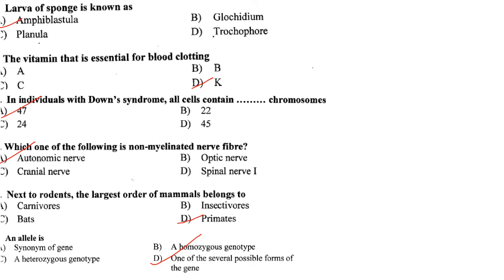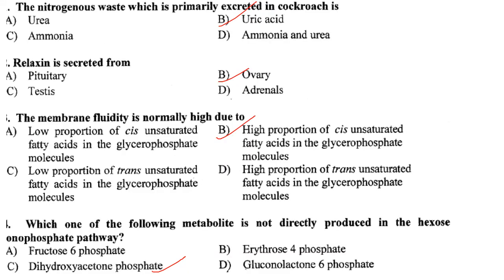Then which one of the following is a non-myelinated nerve fiber? So it is the autonomic nerve that is non-myelinated. Answer is option A. Next to rodents, the largest order of mammals belongs to. So it belongs to the primates. And allele is. So allele is one of the several possible forms of a gene. Answer is option D. Then nitrogenous waste which is primarily excreted in cockroaches. So cockroach excretes uric acid.